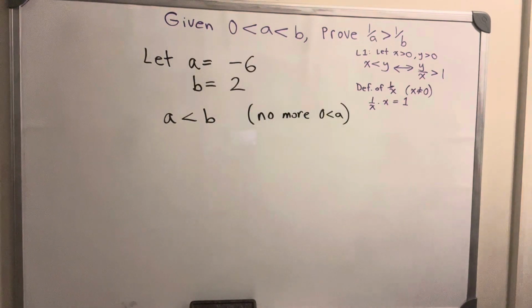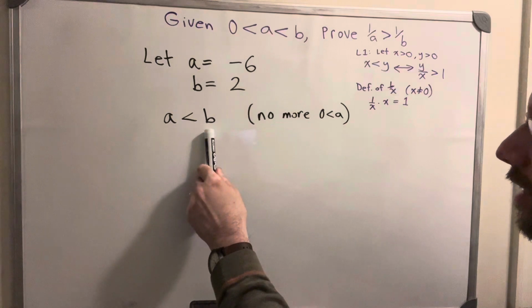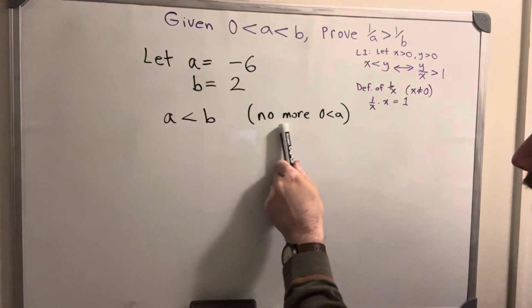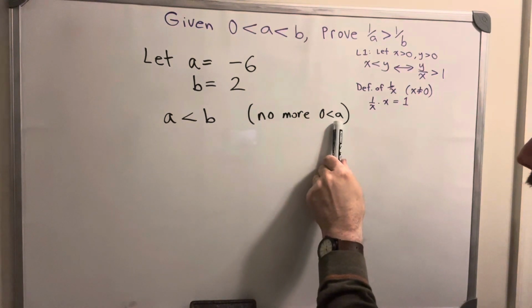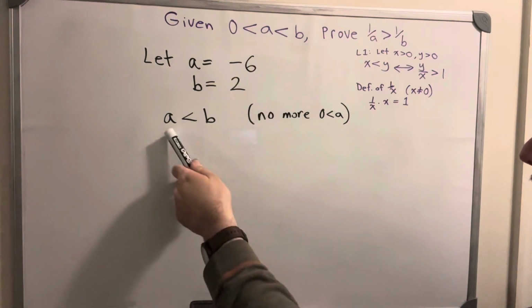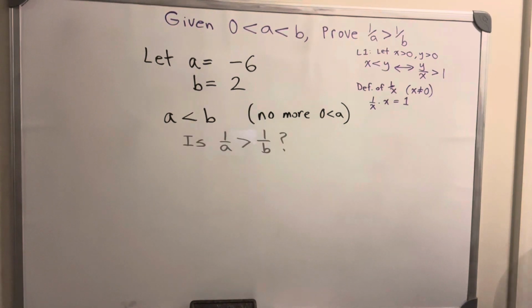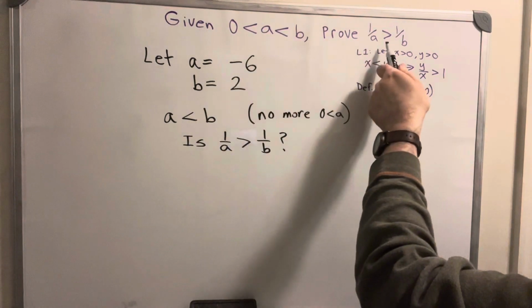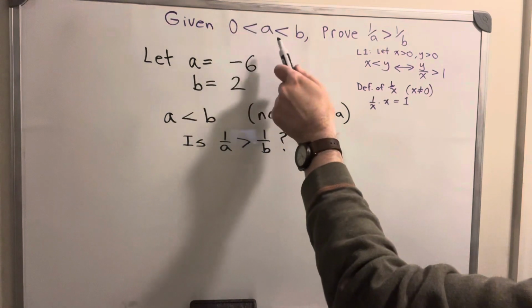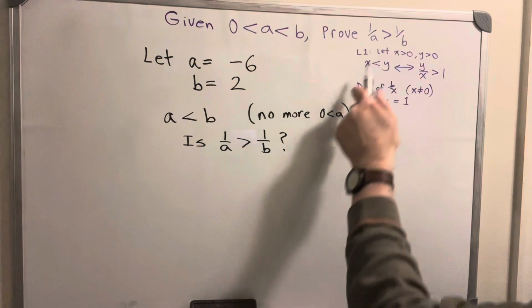So here we are, we said let A equal -6 and B equals 2. We still have A less than B, but we've done away with the constraint that A must be greater than 0. We're saying let A be a negative value, but we still have A less than B. So does this theorem still work without this part? A is less than B. Is 1 over A greater than 1 over B?